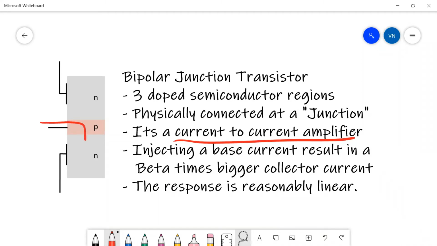We inject a current into the base, and we get a larger current flowing from collector to emitter. How much larger? It's beta times larger. Beta is the multiplying factor, and it's a reasonably linear factor, especially if you operate over a small region.